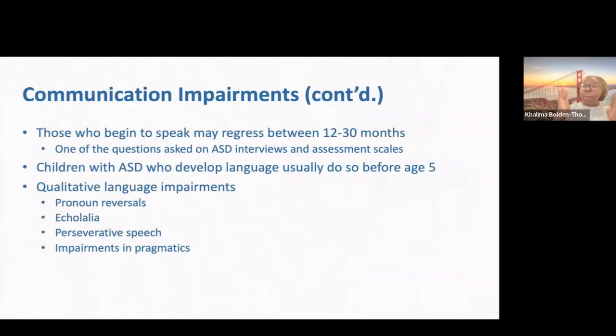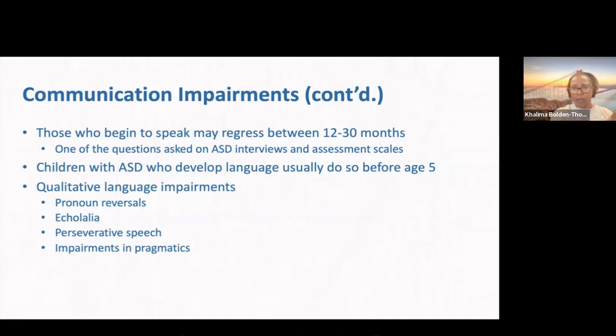Those who begin to speak may regress. The two gold standards that we use to diagnose autism are the Autism Diagnostic Observation Schedule, the ADOS. Most people have heard of the ADOS. It's got four modules to it, maybe five. Sorry, it's been a while since I had to give the ADOS, or give the upper modules of the ADOS, but the modules are different based on age.